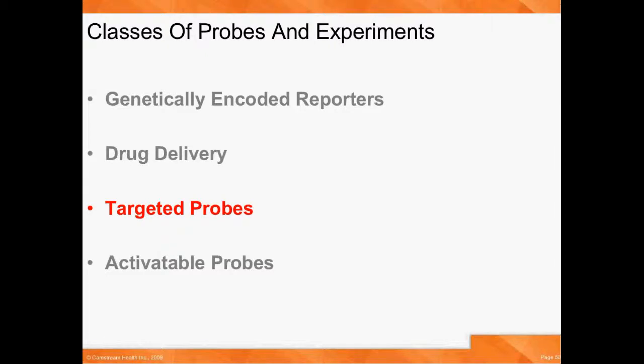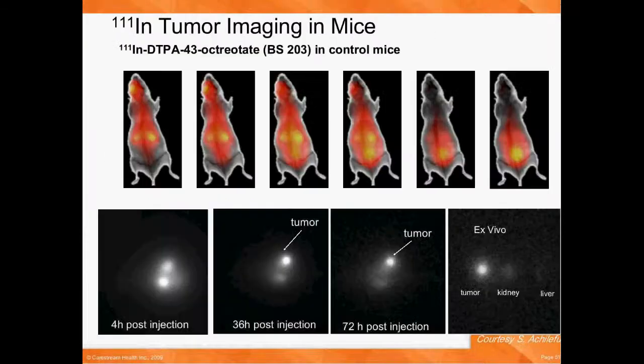The next class of probes I'd like to talk about are targeted probes. These are probes that are acting like an in vivo Western blot. Here, indium-111 DTPA labeled octreotate is utilized to check the expression levels of somatostatin receptor type 2. This was courtesy of Sam Achilefu's lab.